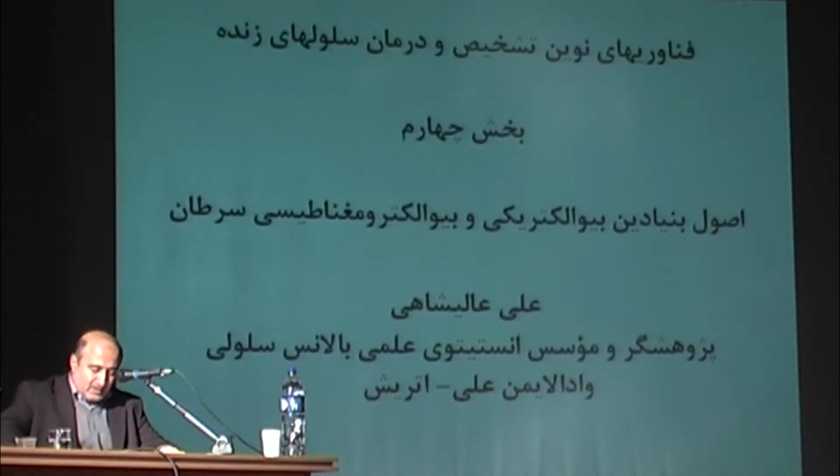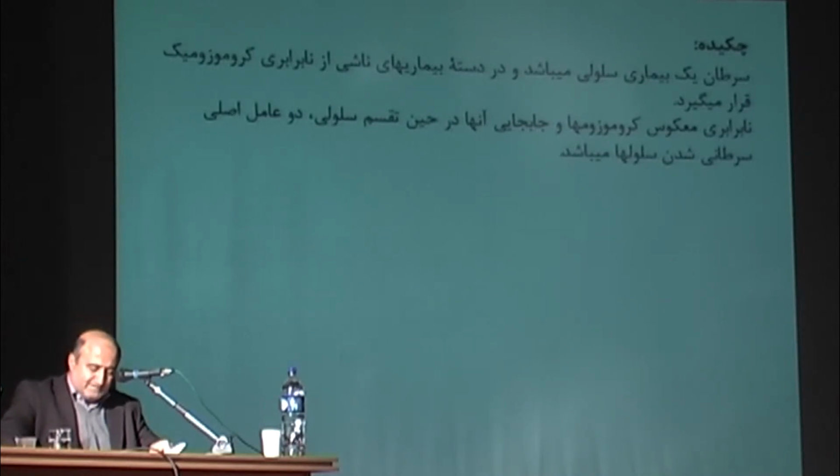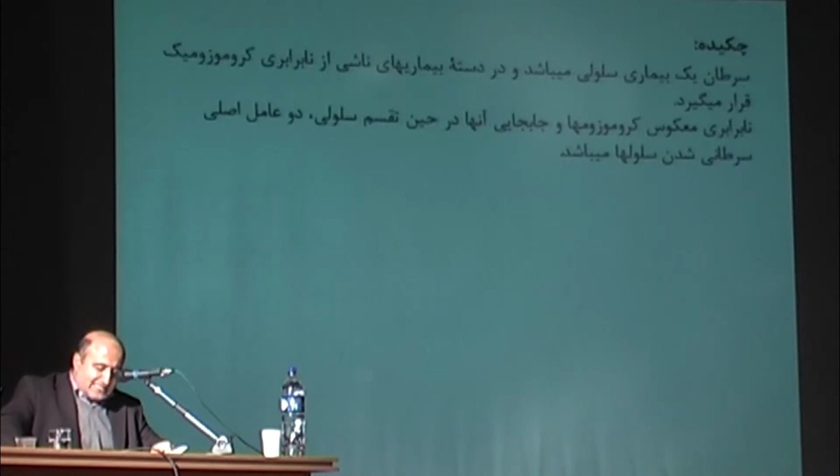Part 4. Fundamental Principles of Bioelectric and Bioelectromagnetic of Cancer. Abstract. Cancer is a cellular disease and is categorized as a disease that is caused by chromosomal inequity. The reverse inequity of the chromosomes and their displacement during cellular division are two main factors behind the production of cancerous cells. Keywords: reverse, inequity, chromosomal, displacement.